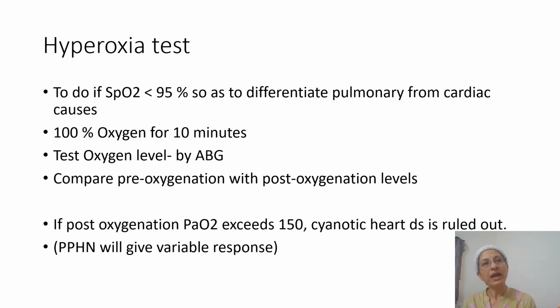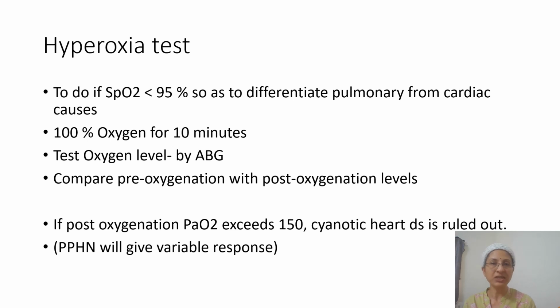We all know that in children there are several pulmonary conditions like pneumonia, asthma, bronchiolitis, so on and so forth, in which there will be cyanosis. So there is a test called the hyperoxia test, which will help us differentiate pulmonary from cardiac causes of cyanosis. In children presenting to us with a saturation of oxygen less than 95%, we can do this test.